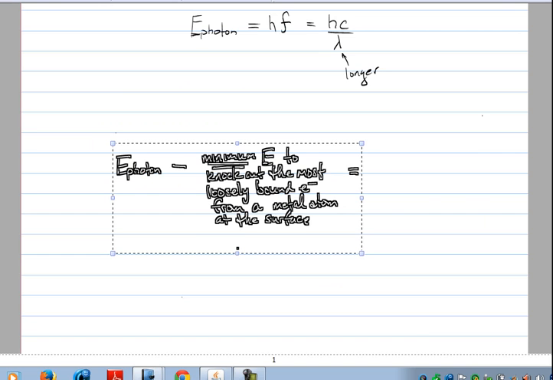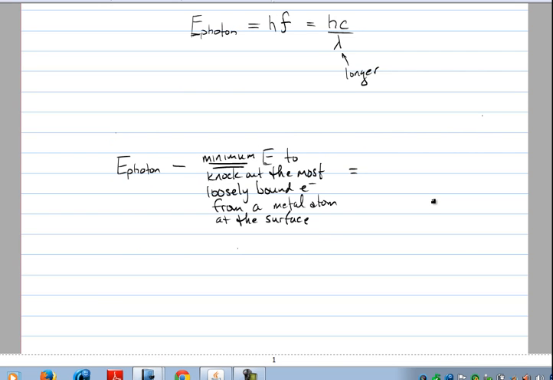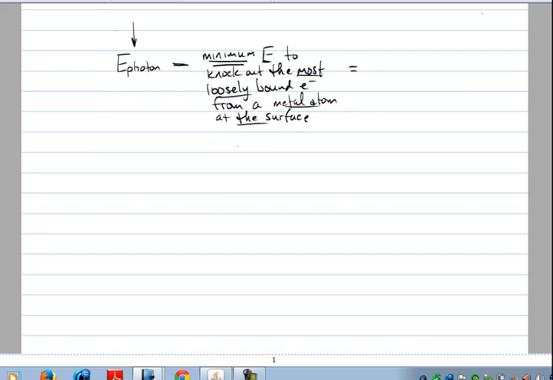So the main equations and main calculations that we get from the photoelectric effect type of setup or experiment is that the energy of the photons used, based on the wavelength or frequency of the laser that was used, minus the minimum energy required to knock out the most loosely bound electron from a metal atom at the surface. So I'll draw that in a picture.